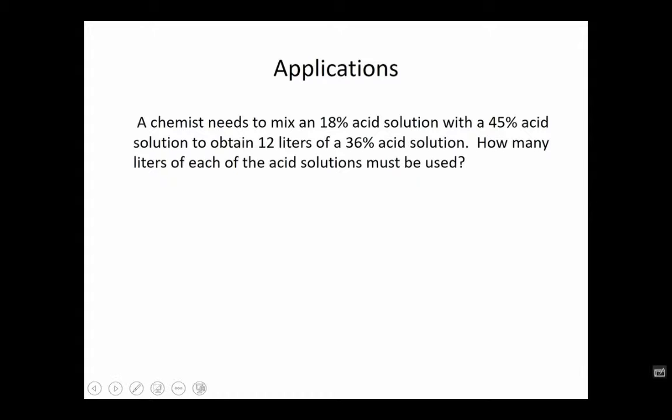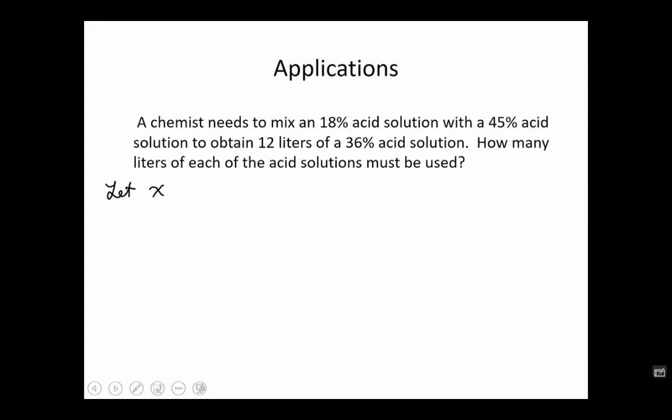So let's see what we have to do in this problem. A chemist needs to mix an 18% acid solution with a 45% acid solution to obtain 12 liters of a 36% acid solution. How many liters of each of the acid solutions must be used? The first thing we need to do is to represent the unknown quantities.